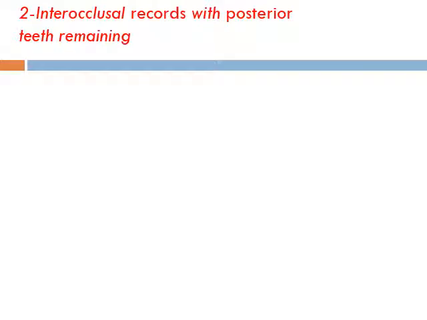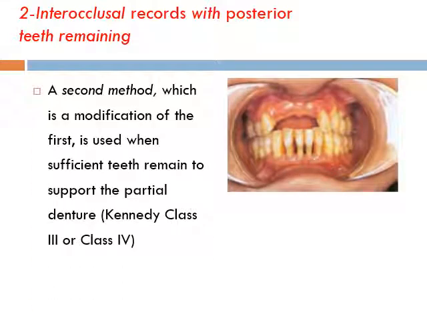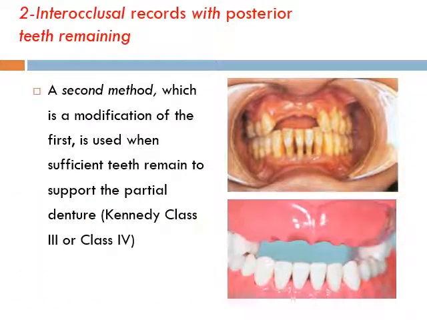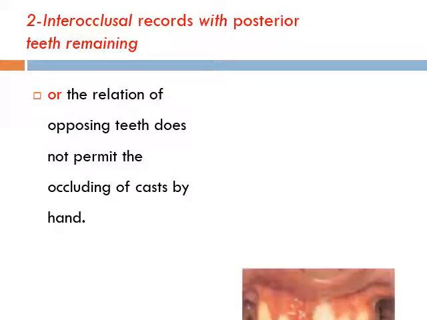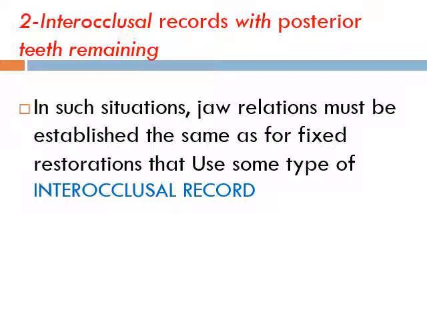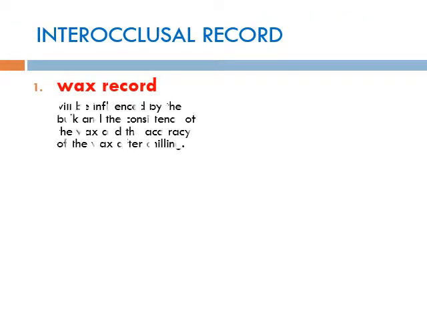The second technique, interocclusal records with posterior teeth remaining. The second method, which is a modification of the first, is used when sufficient teeth remain to support the partial denture, Kennedy class 3 or Kennedy class 4, or when the relation of the opposing teeth does not permit occluding the cast by hand. In such a situation, jaw relation must be established the same as for fixed restoration that uses some type of interocclusal record.